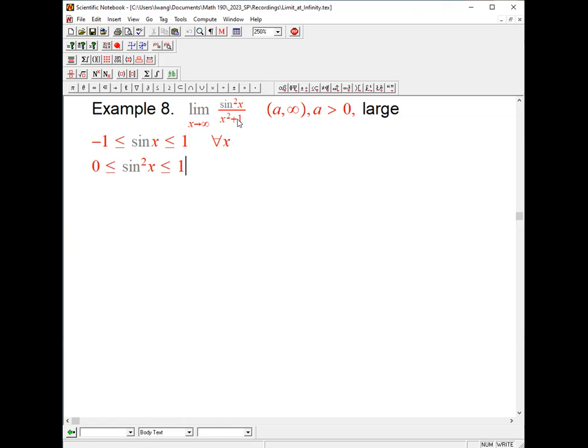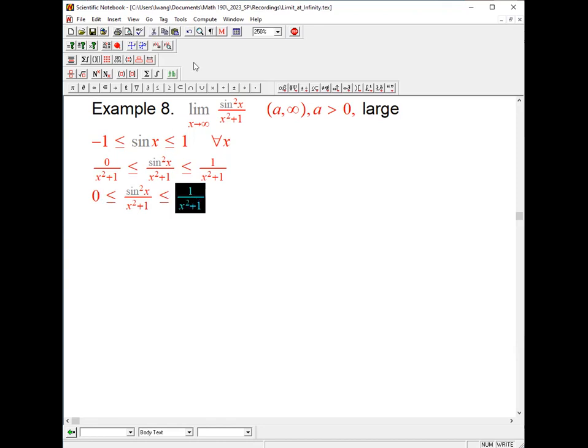And now we divide every piece by x squared plus 1. So our given function is squeezed in between. The lower bound is 0, of course, and then we take the limit. So this is the limit below, this is the limit above, and the lower one is already 0.